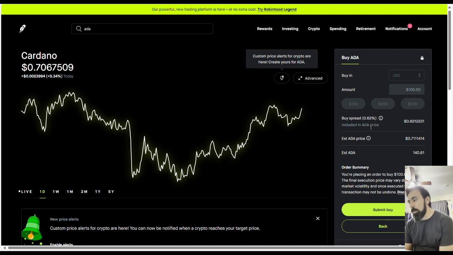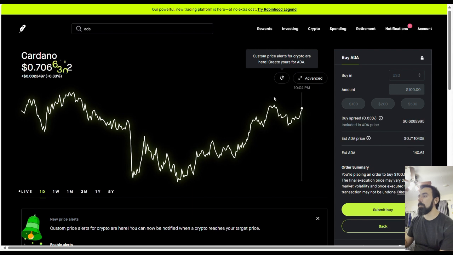The buy spread, what is that? It is what people are asking to buy the stock for, and what people are bidding to buy the stock for, and what people are asking to sell it for. I think I said that right.